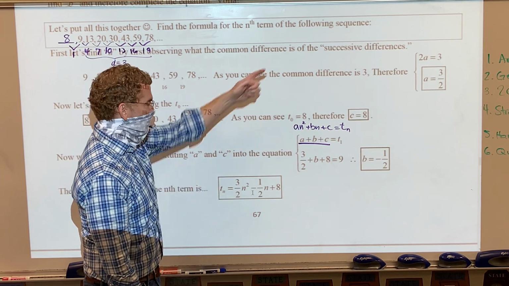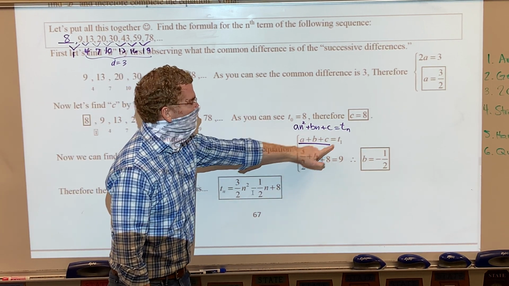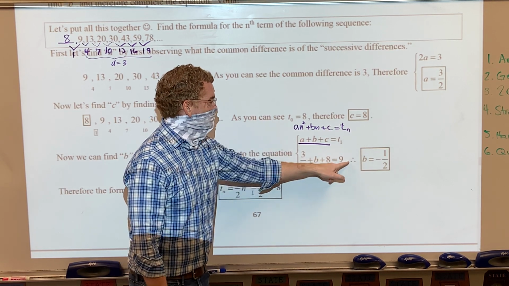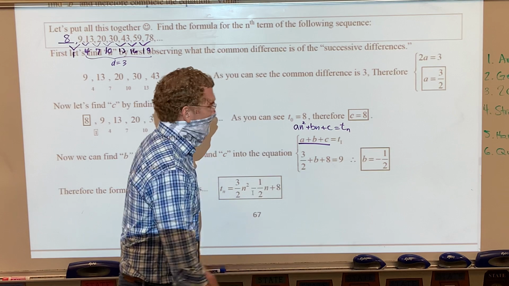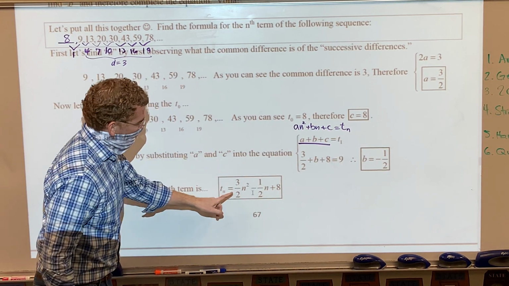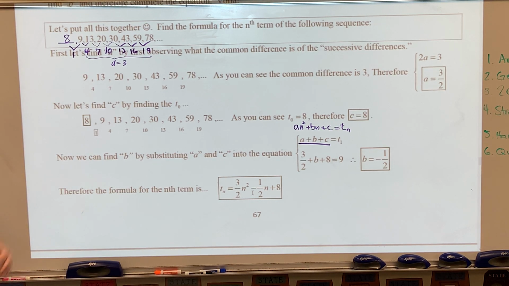So I go in there and I plug the A that I know, the C that I just found, the B that I don't know. The first term is a 9, and I subtract 8 and get 1. I subtract 1.5 and get -1/2. And now I know my A, B, C, and I plug the A and the B and the C in there in my formula. And now from there I can find anything I want. Y'all with me?